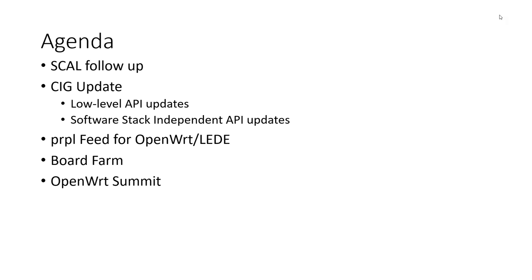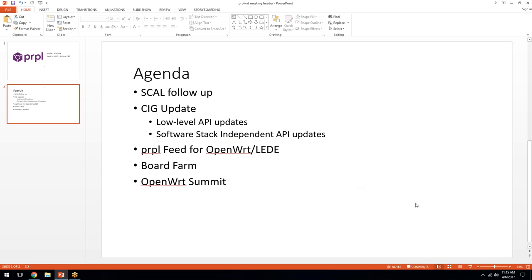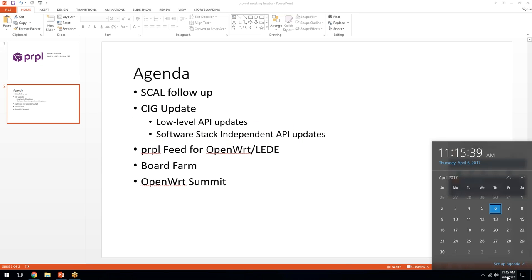So the update with both of those is that both of those groups are going to have their meetings in 2 weeks. The low-level API is going to have their meeting at 7 a.m. Pacific. I'm sorry for the West Coast, but that's the time that worked for people. In 2 weeks, let me check my calendar quick. That is the 20th.